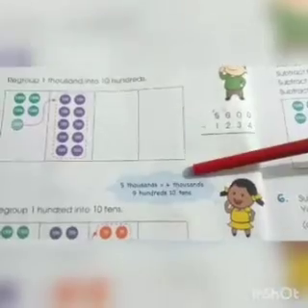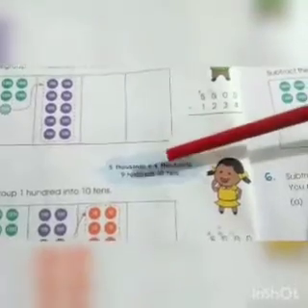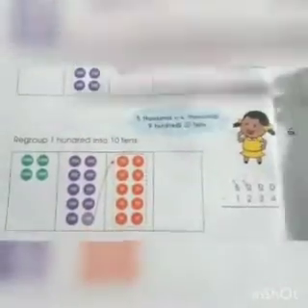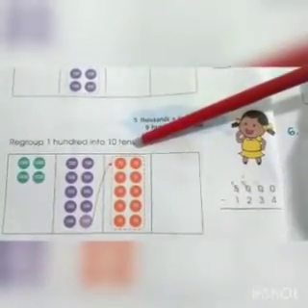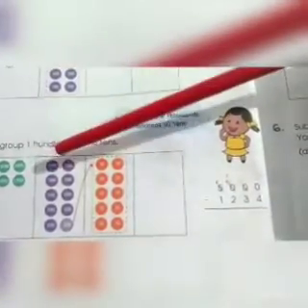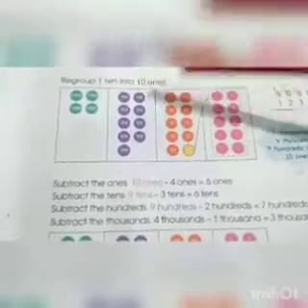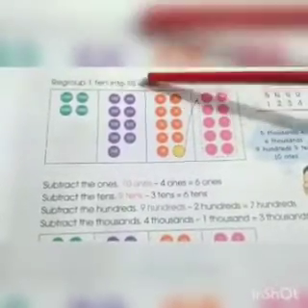5000 is equal to 4000, 900s and 10 tens. We need to borrow from hundreds. You can see 100s into 10 tens. Okay, moving toward page number 40. Regroup 1 tens into 10 ones.